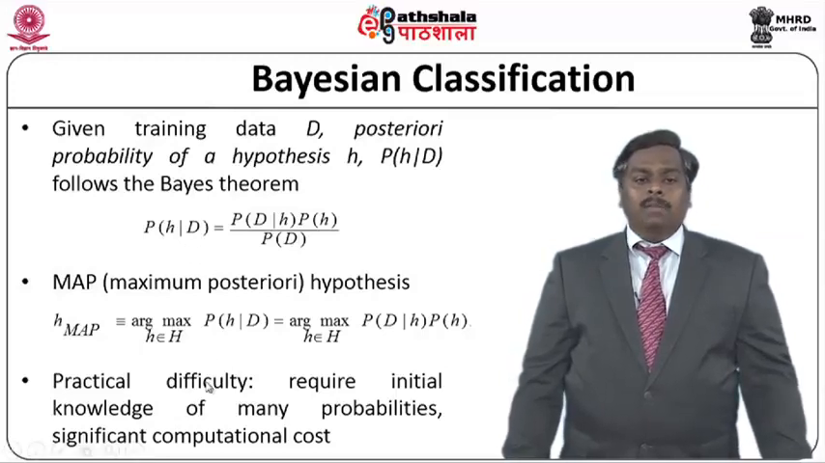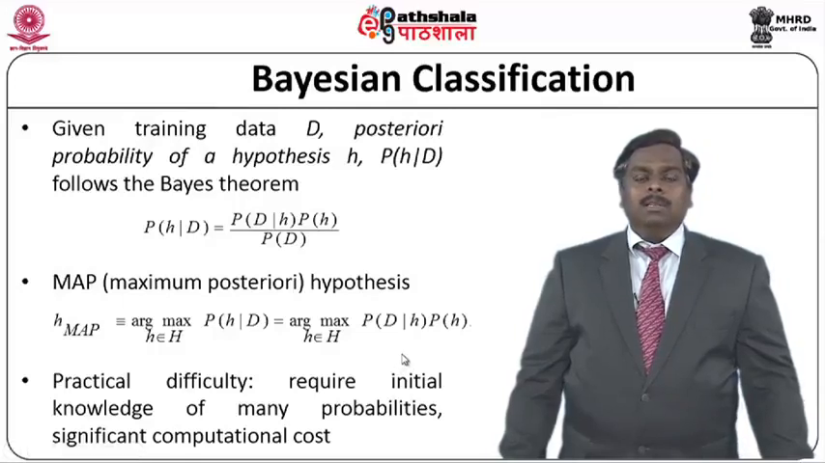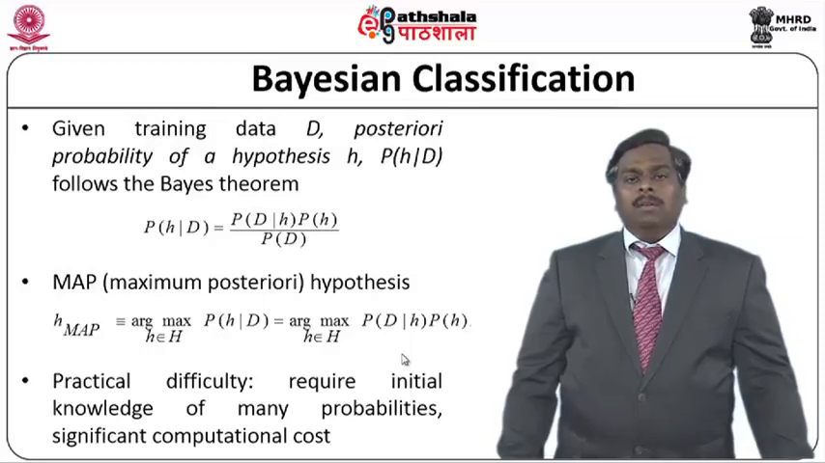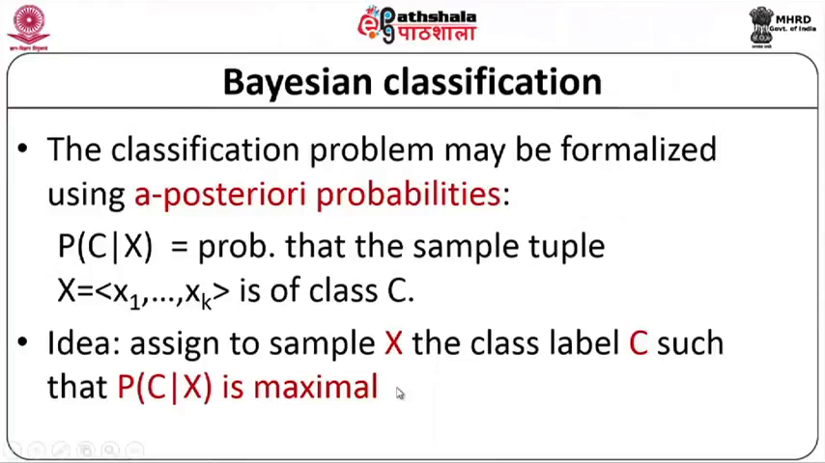What may be a practical difficulty in this Bayesian classification environment is that we require initial knowledge, or we need to calculate many probability values. Since we are computing probability values, the total time taken as well as the computational cost will be high. But in, say, a very large parallel processing or multitasking environment, such computations take less time. So, how can we proceed with Bayesian classification?